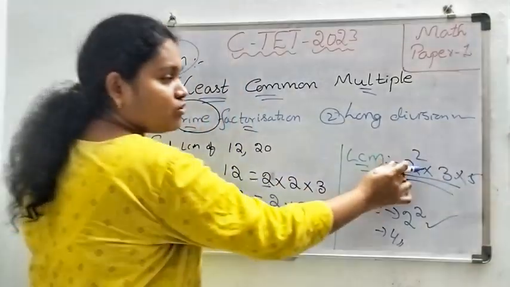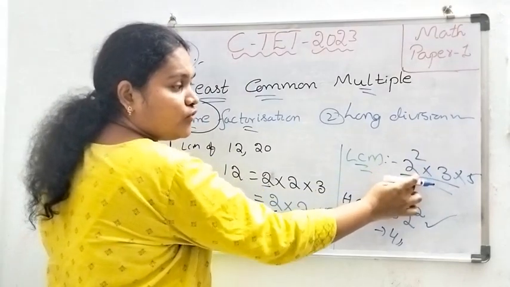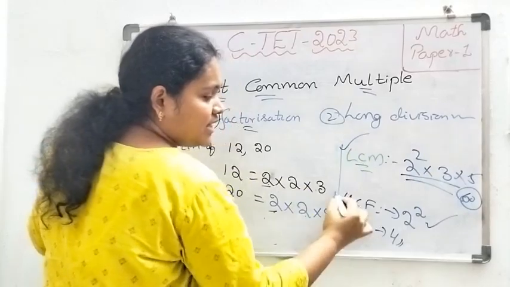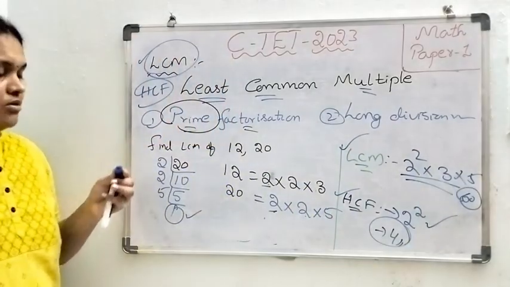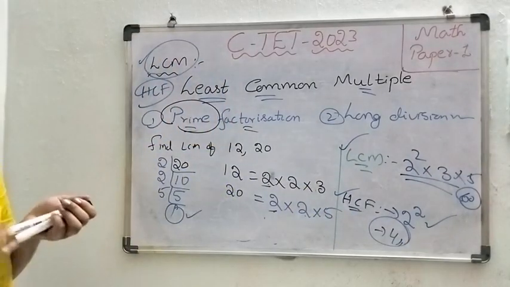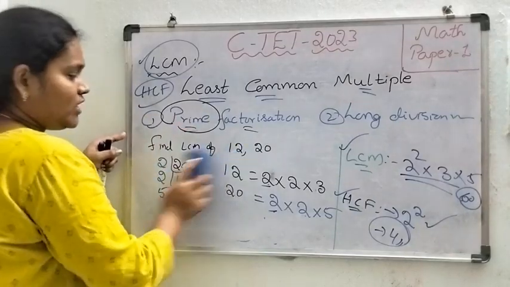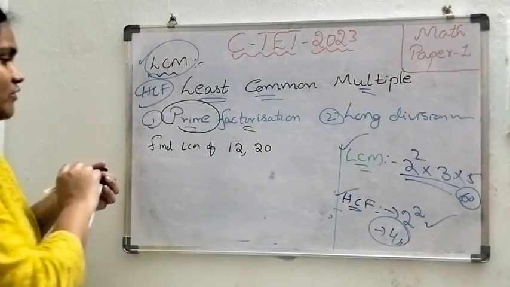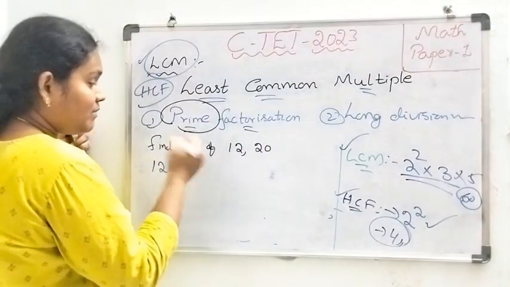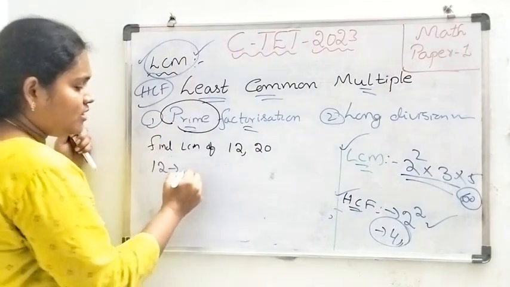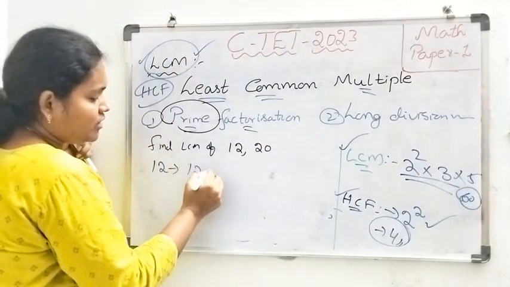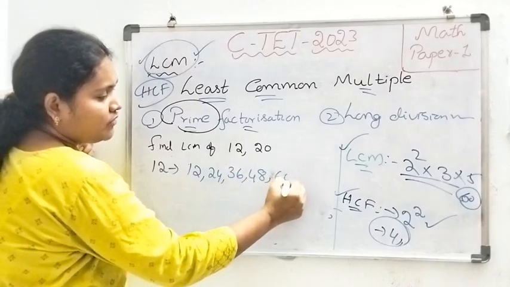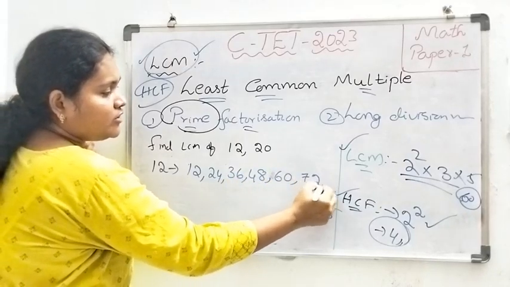So what is LCM? 2 times is there, means 2 into 2, so 4. 4 threes are 12. 12 fives are 60. So LCM is 60, HCF is 4. Okay, so let us verify that LCM 60. Let us verify whether our answer is right or wrong. We are verifying the LCM, least common multiple, so write the multiples of 12: 12 ones are 12, 12 twos are 24, 12 threes are 36, 12 fours are 48, 12 fives are 60, 72, and so on.